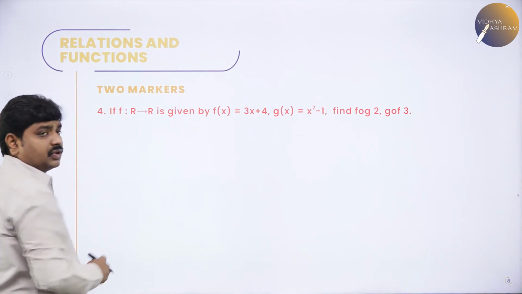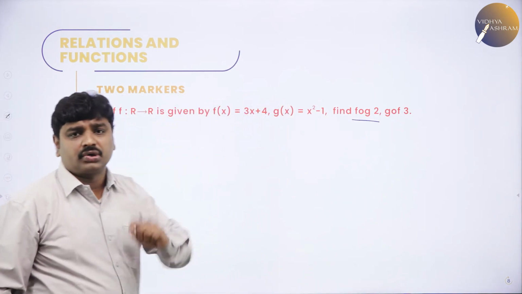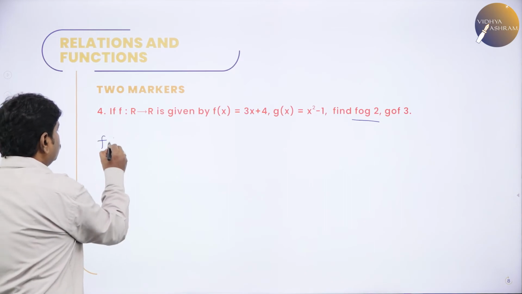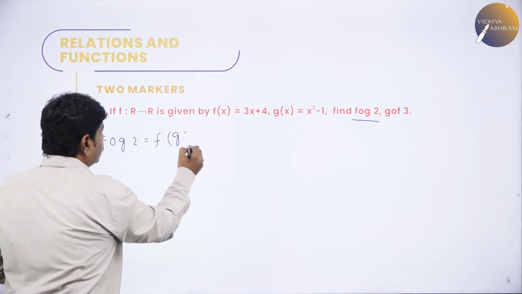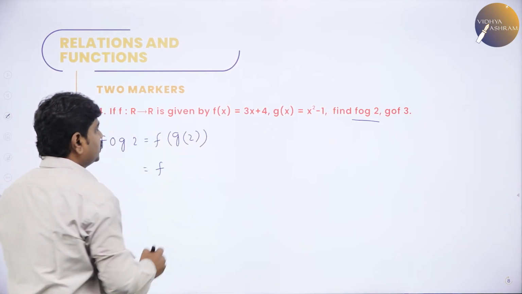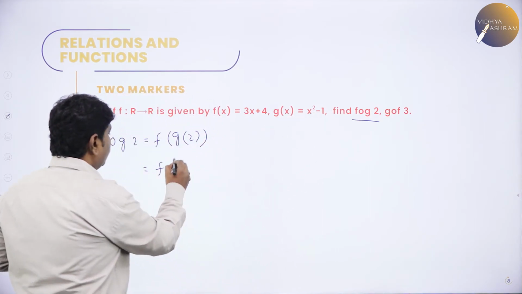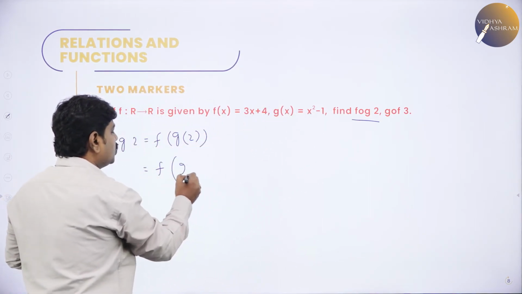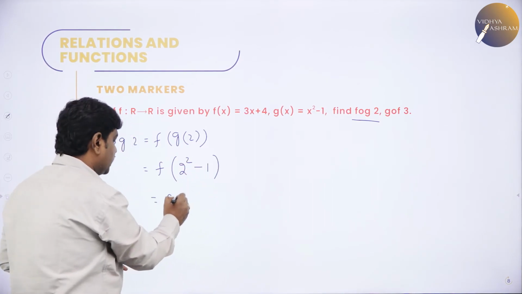So first, what do they want you to find? FOG2. FOG2 means f of g of 2. We'll read this O as 'of'. What is g of 2? Refer to the question. What is g of x? x square minus 1. g of p is p square minus 1. g of 2 is 2 square minus 1. Now simplify this. f of 2 square is 4, 4 minus 1, 3. f of 3.